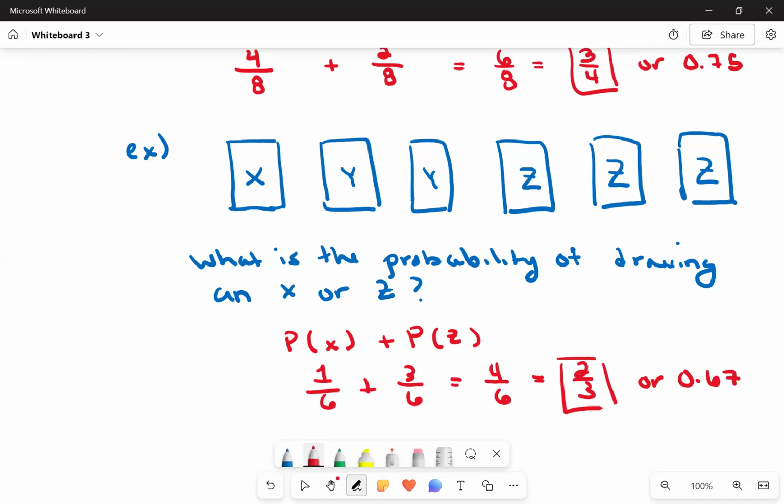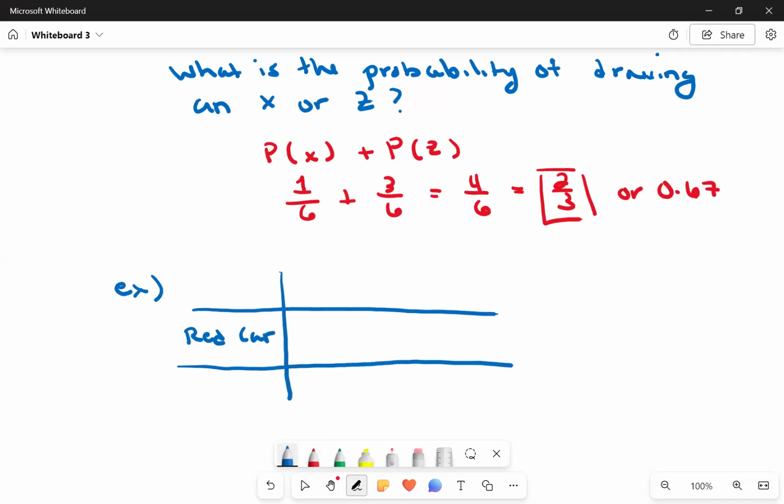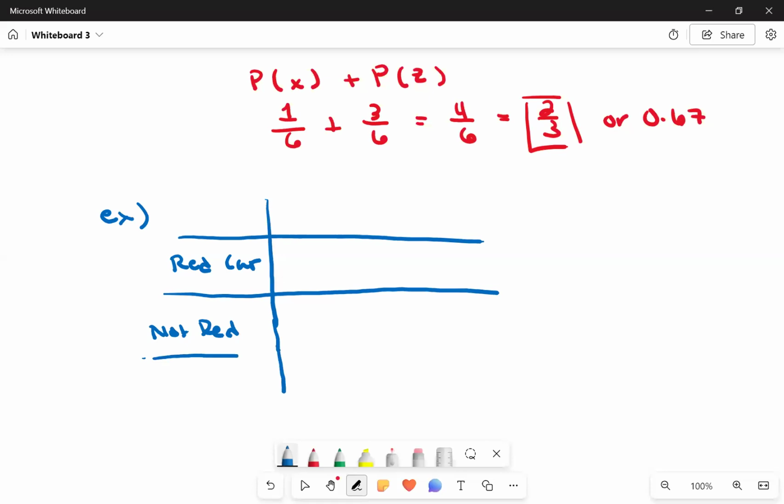Okay, now let's say this time I'm interested in kind of changing it up. I'm interested in looking at an inclusive one. So I'm going to start by doing a different type of example, and then I'll give the formula. So I'm going to make a little table here of information. The first thing is we're talking about red cars, and then not red cars. I'm going to give some space also because I'm going to put totals in here as well.